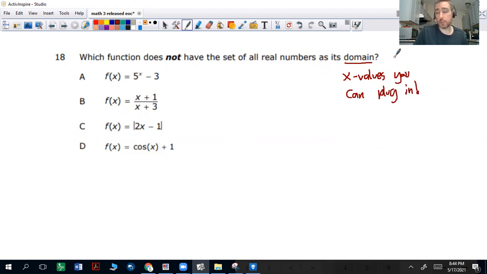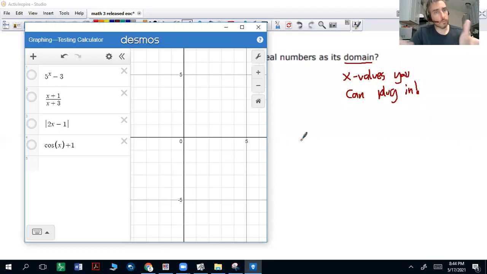So when it says, what is the domain of function? What x values are you allowed to plug in to get an output? Pause the video, graph them. All right, got them graphed here. I got the graphs hidden. Let's look at one at a time.